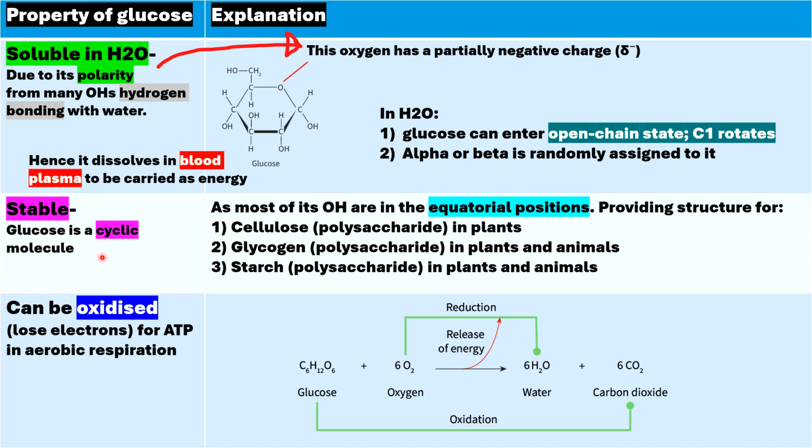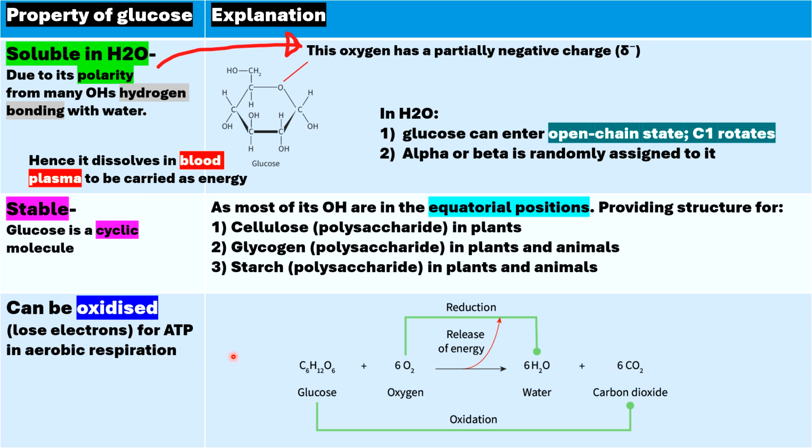Another property. So glucose is stable. What does this mean? It is a cyclic molecule. Now, as most of its hydroxyls are in equatorial positions, okay, equatorial meaning around the equators of the molecule, this provides the structure for the following polysaccharides: cellulose in plants, glycogen in plants and animals, and starch also in plants and animals, mostly in plants.